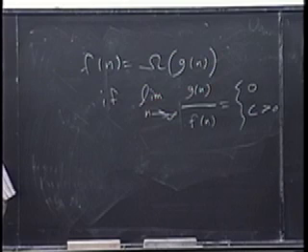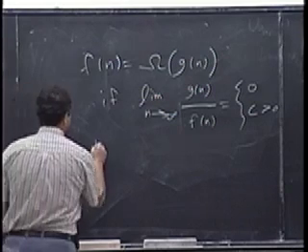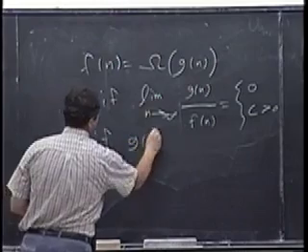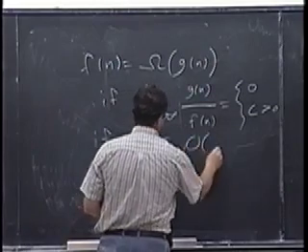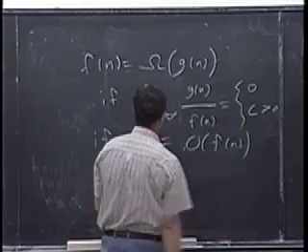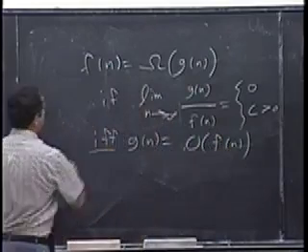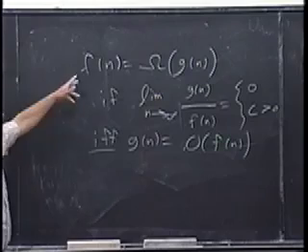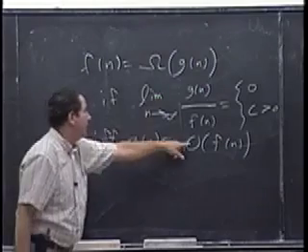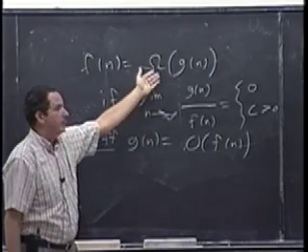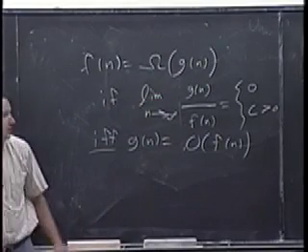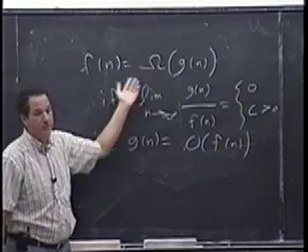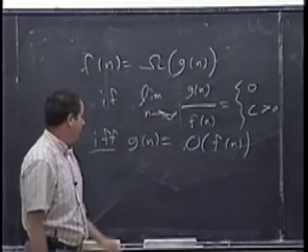Now, can somebody tell me another way of writing this? G of n is big O of f of n. Yeah, this is the reciprocal relationship: g of n is big O of f of n. So these two, the big O and omega, it's a matter of convenience which one you use, because we're really talking about a relationship between f and g that could be expressed either way.